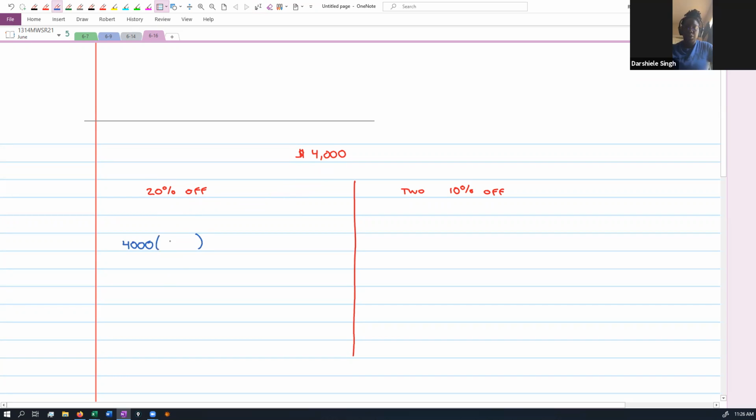If you multiply it by 80%, 0.20. Okay, I can do 0.20, but what was the faster way? Oh, if you multiply it by 80%, by 0.8, right? So instead of 20% off, I'm just going to do 80% of it, which is, what is that? $3,200. Okay.